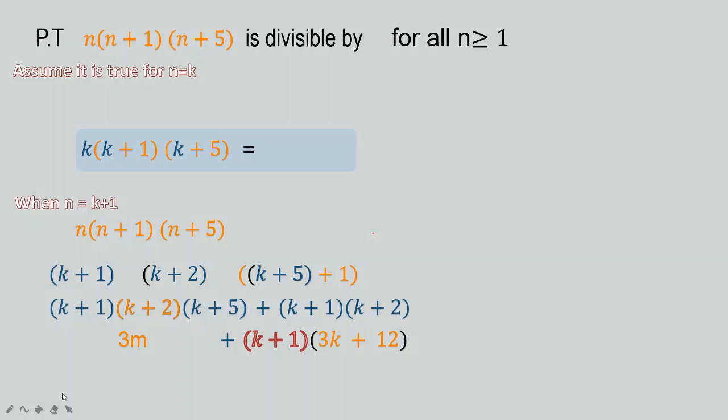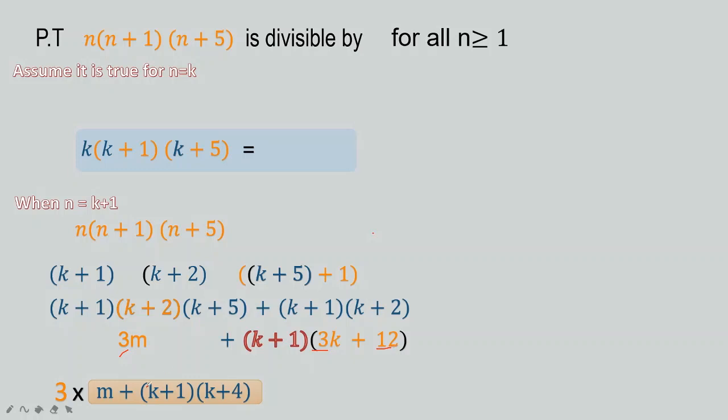Now look carefully, students. You see that there is a 3 here, there is a 3 here, and there is a 12 here. All these things, what is the common factor? 3 into 1 is 3, 3 into 1 is 3, 3 into 4 is 12. So you have a 3 into something. 3 you can take out. So what will be in the bracket? m plus k plus 1 into k plus 4. So 3 into m plus k plus 1 and k plus 4, because 3k plus 12 is 3 into k plus 4. So you can take 3 out.